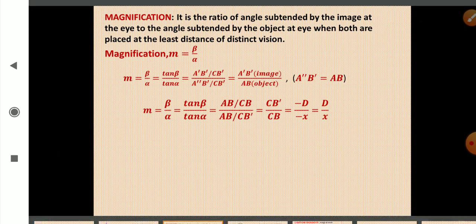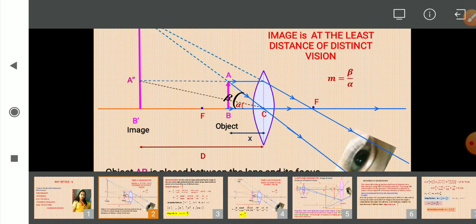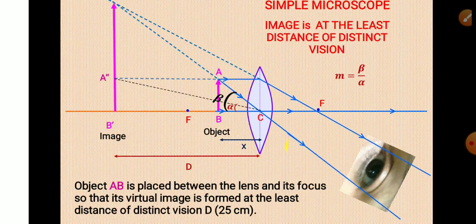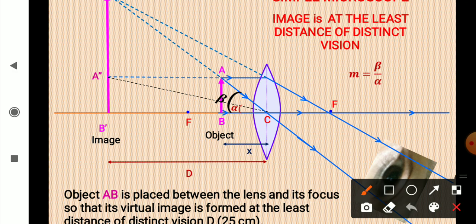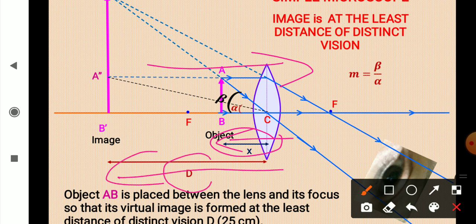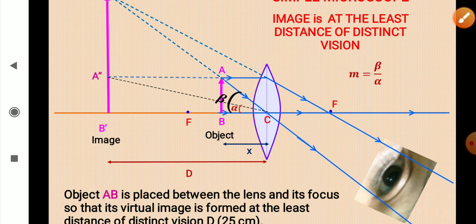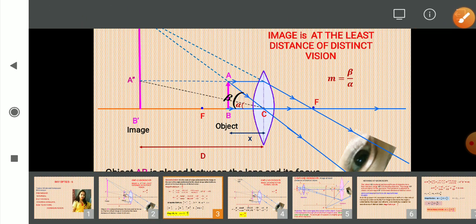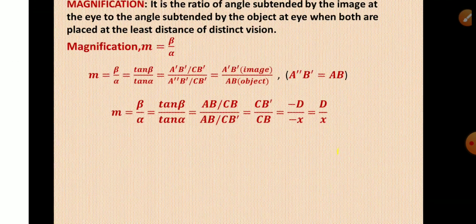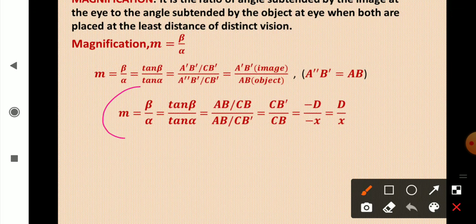sign convention. So if you look at this one once again, see here, CB is minus X, direction of incident ray is this, and we are measuring this in the opposite direction, and CB dash is equal to minus D because it is in the opposite direction of that of the incident ray. So now let us get back to this one once again. So the relation for magnification is D upon X.